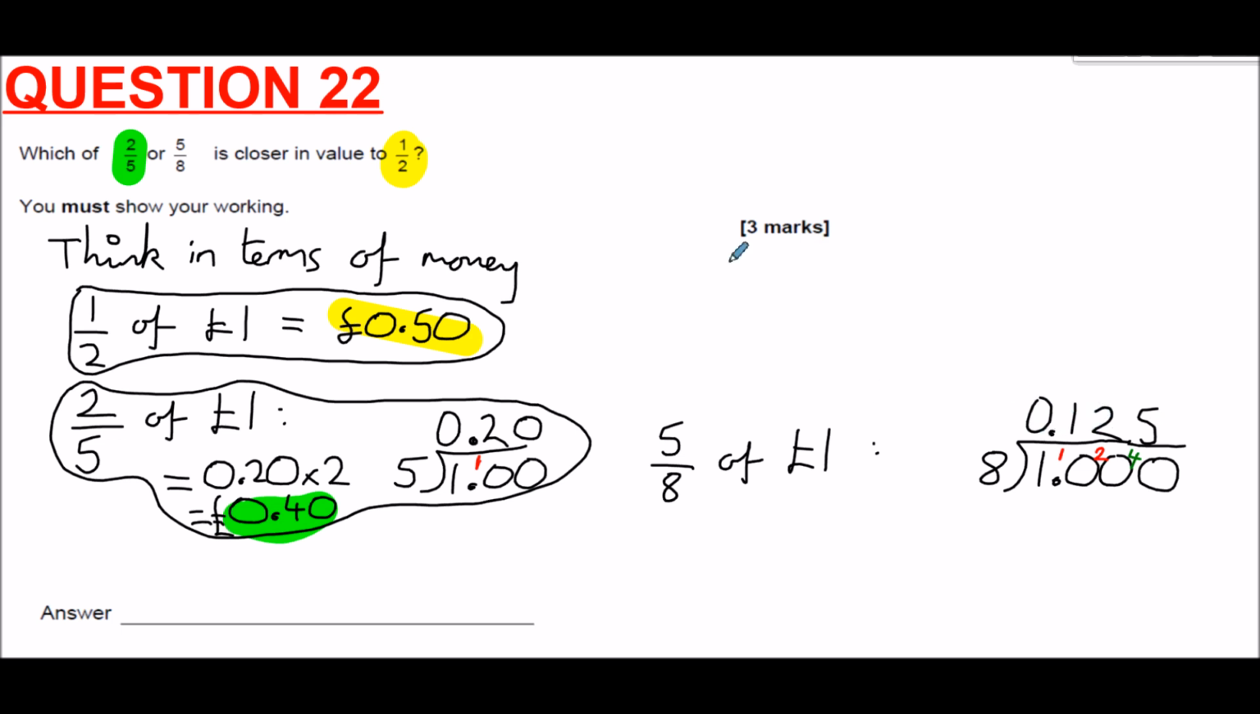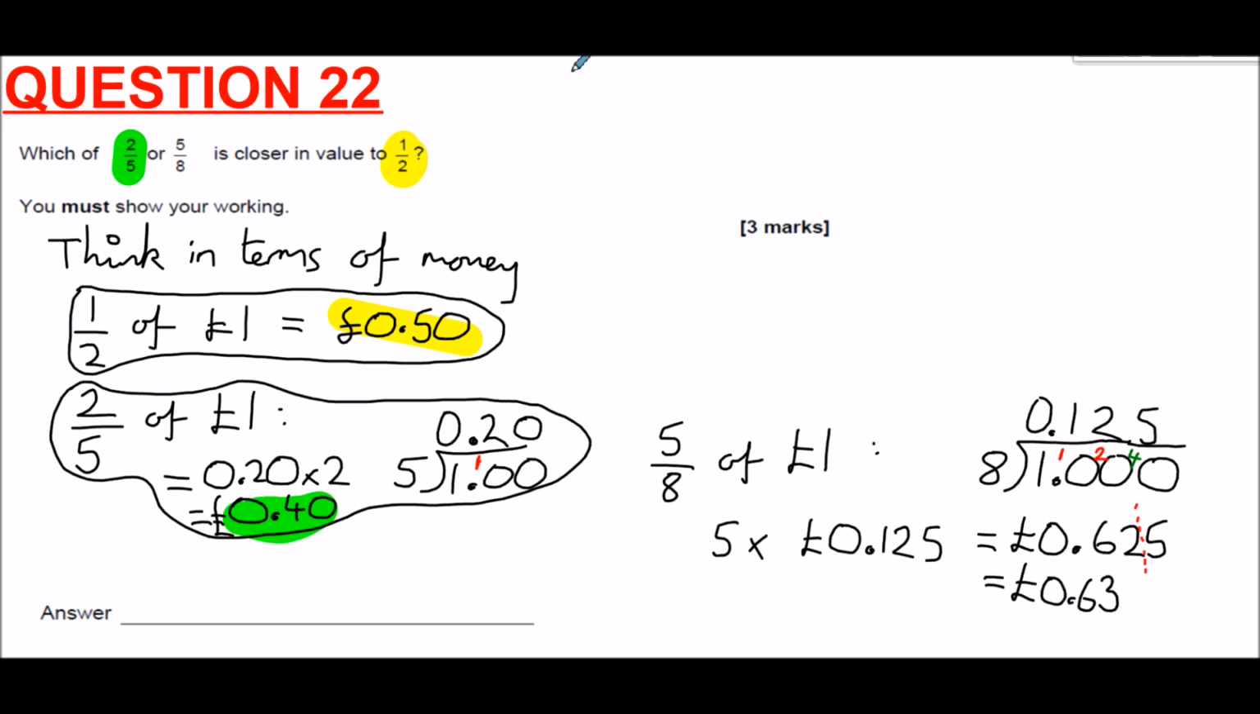Well, it wouldn't be exactly 12.5 pence. So 5/8 would be 5 times 0.125. And so if you did 5 times 125, you'd get 625. Putting the decimal back in, that'd be 0.625. So if we rounded it to the nearest penny, the 5 would make the 2 round up to a 3. So that would be 0.63 to the nearest penny.